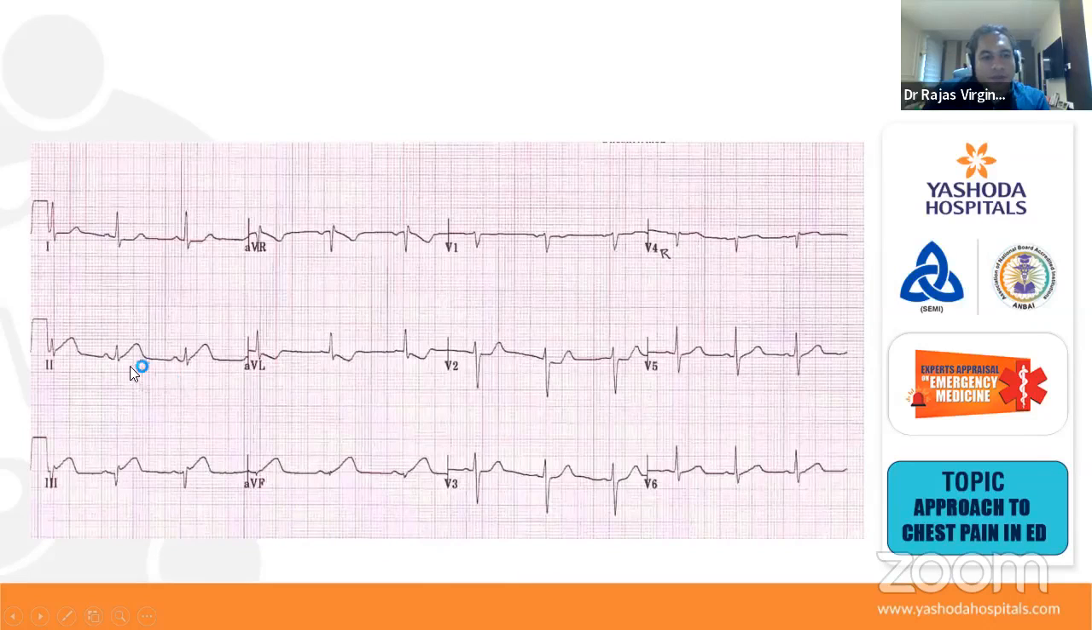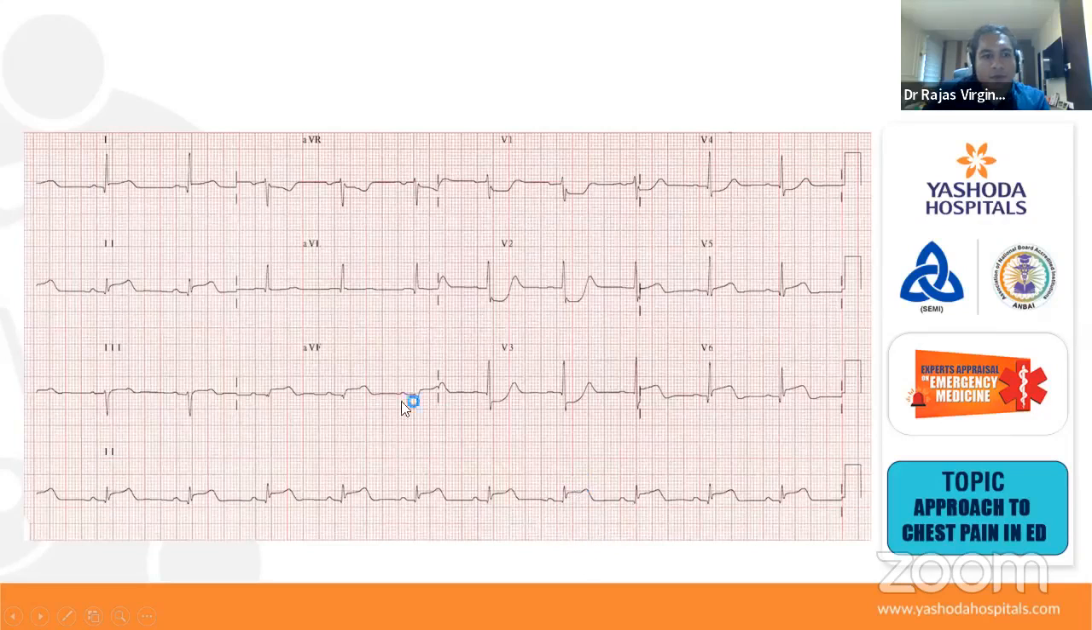In this case, you can clearly see an inferior wall MI, where you can see the ST segment elevation in 2, 3, and aVF. There are some reciprocal changes as well that you can observe. In this case here, you can see some changes in leads V1, V2, and V3, and there are some ST elevations in V5, V6, 1, 3, sorry, 2.